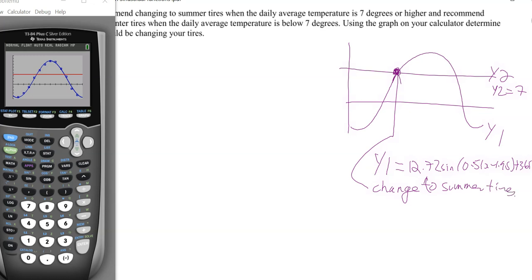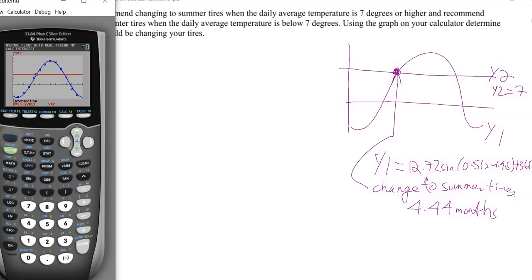So when is that? Well, second calc. We need the intersection. When we do an intersect, we just move down to about the point of intersection and hit enter 3 times. So 4.44 months. January is month 1, February is month 2, month 3, March, April. So it's April, and it's 0.44 of the way through April.